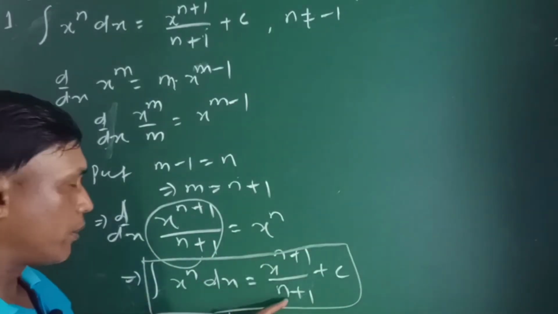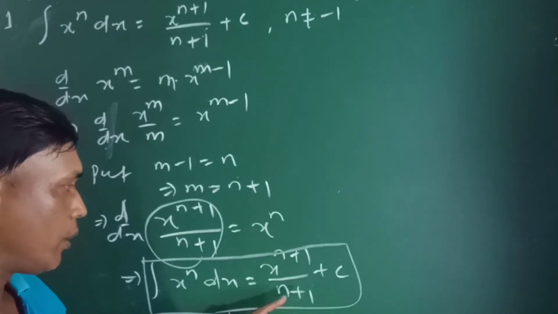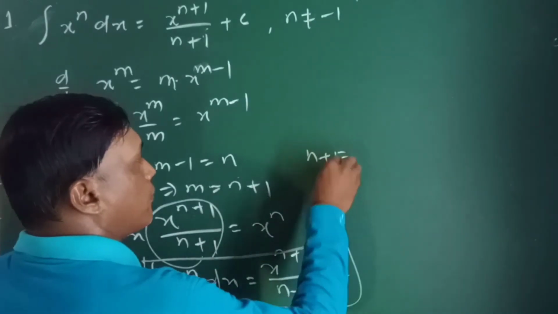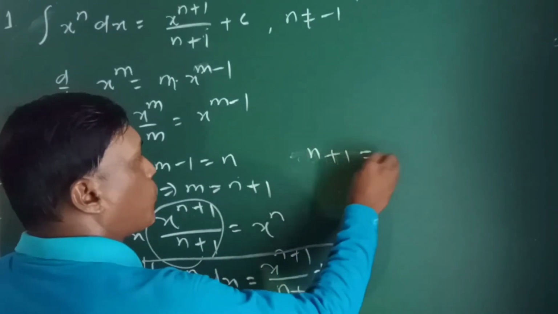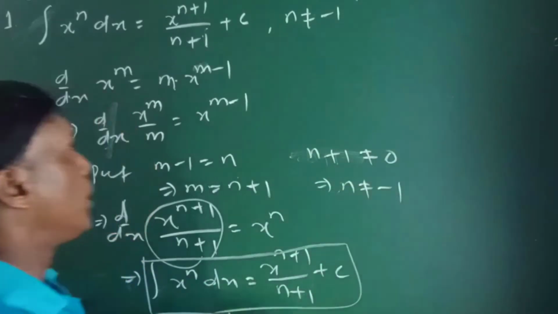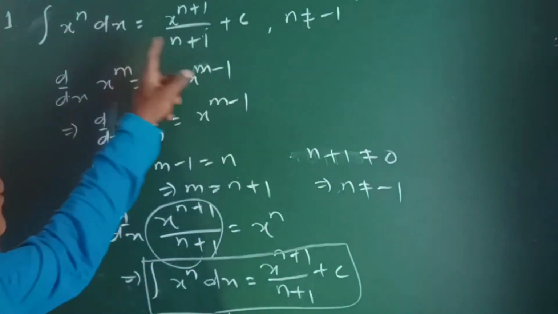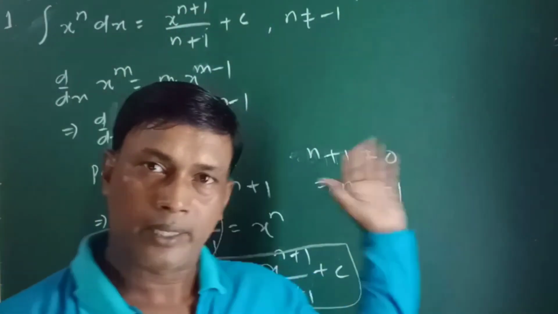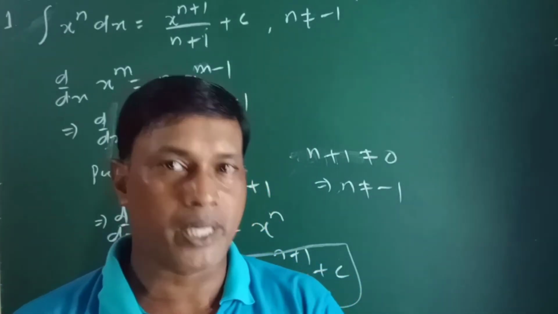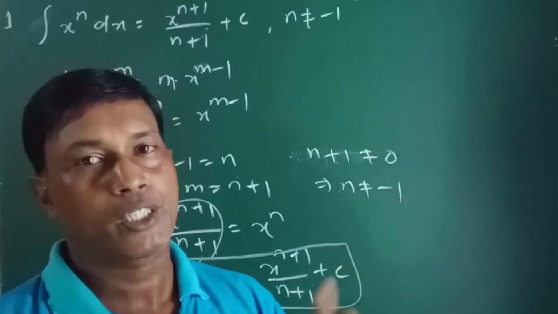But look here, the denominator is n plus 1. So n plus 1 cannot be equal to 0, which implies n cannot be equal to minus 1. So the only important restriction in this formula is that n is not equal to minus 1. This formula can be applied for every value of n, but when n is equal to minus 1, this formula cannot be applied.